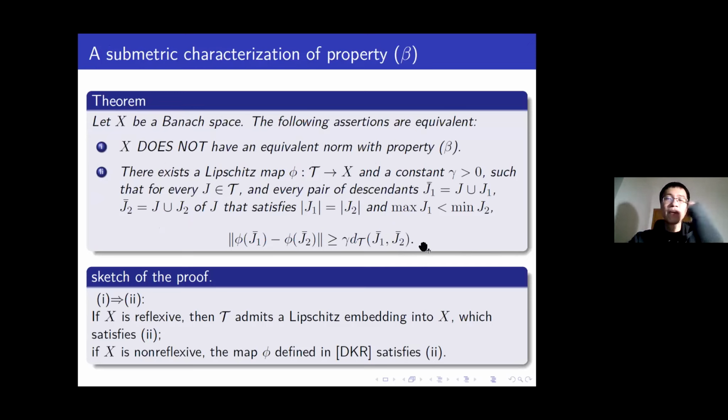Okay, now we can go back to the stability of property beta under nonlinear maps.